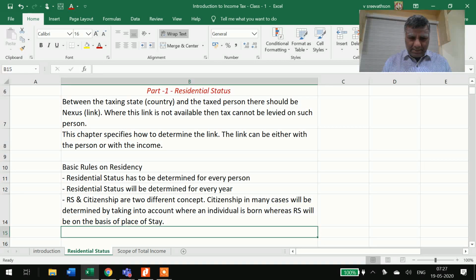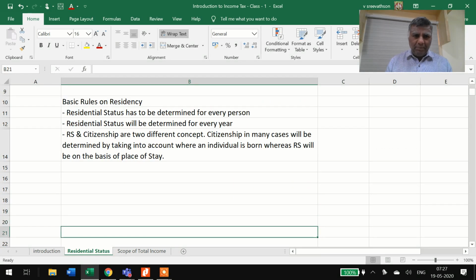Citizenship, most of the time, is on the basis of place of birth, whereas residential status is on place of stay. So let us forget citizenship. The dynamic concept here is only place of stay, not place of birth.